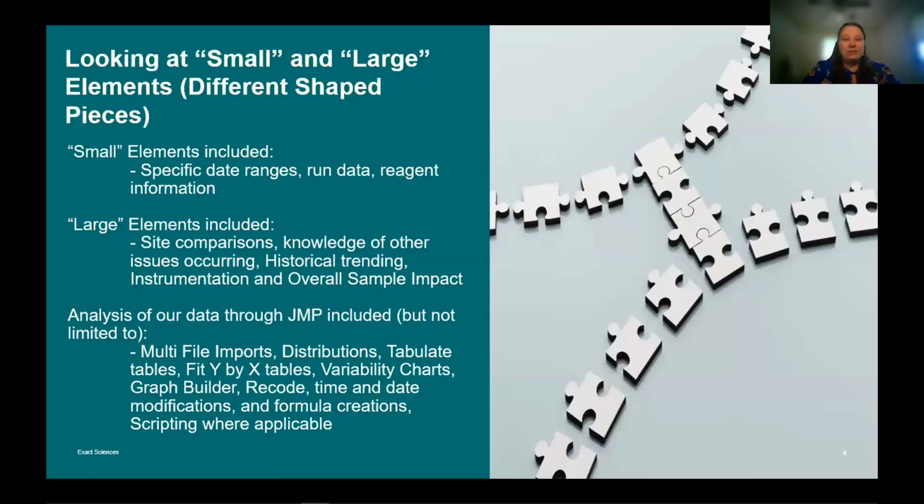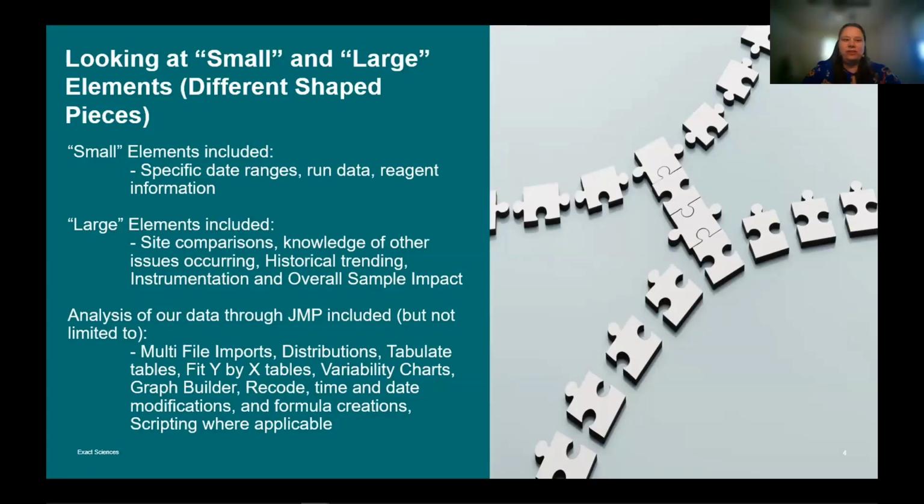So in looking at those small and large elements, we see that there are different shaped pieces. Some of those small elements include things like specific date ranges, run data, and reagent information, where some of the larger elements include things like site comparisons if I'm running at multiple labs, knowledge of other issues that are occurring within the organization or within current investigations. Historical trending, that's a big one for us. We have a lot of data. That historical trending is very important. And then instrumentation and overall sample impact.